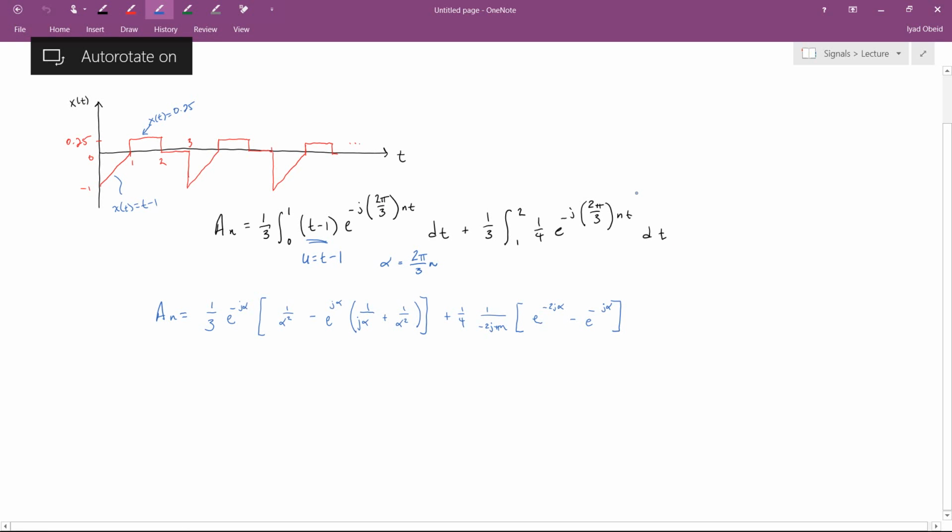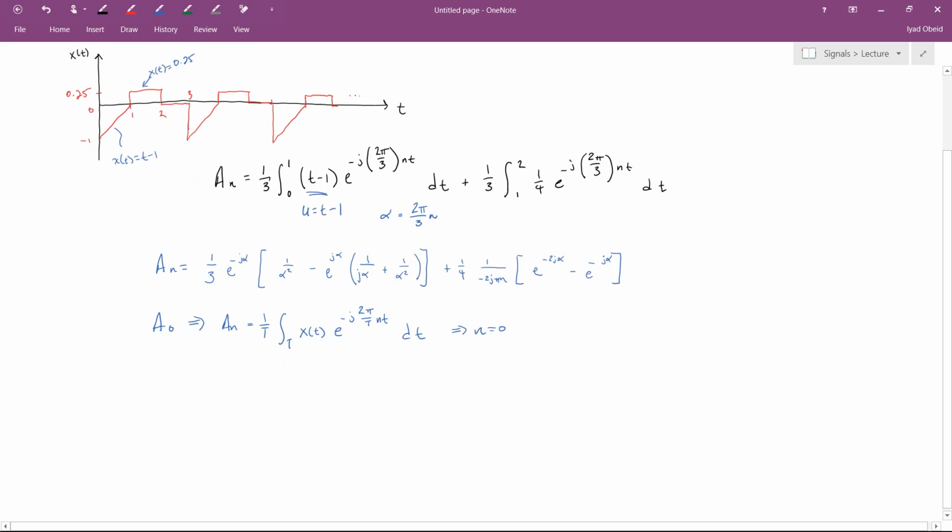So the DC offset is the a sub 0 term, and a sub 0 term we can get by taking the formula for a sub n, which is 1 over T times the integral over one period of x of t e to the minus j 2 pi over period nt dt, and you let n equal 0.